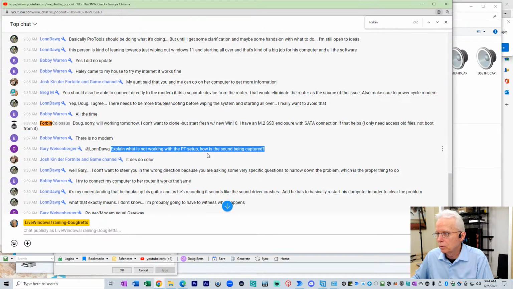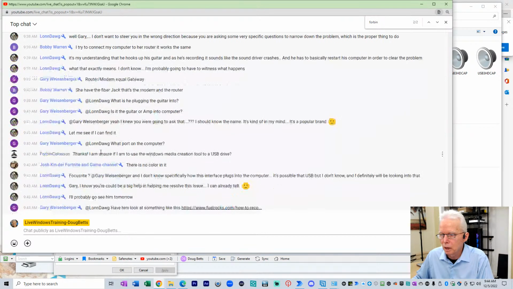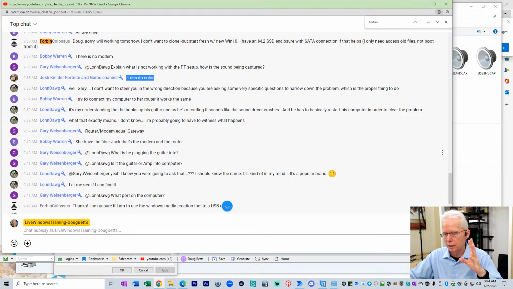They still need to explain what is not working with the PT setup. How is the sound being captured? Josh says the printer does do color. So it's either an inkjet or it's a color laser jet. We still don't know. All right, this has been... I will read through the rest of it after I end the stream.